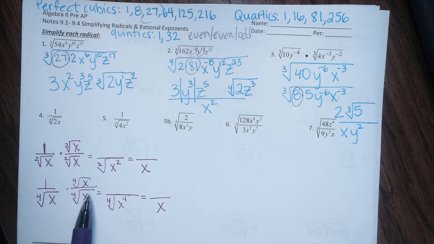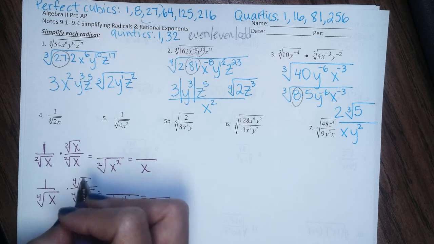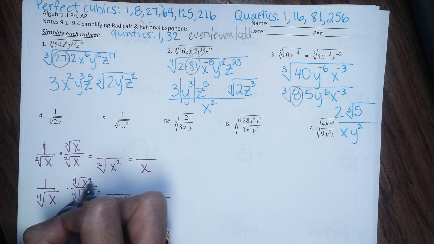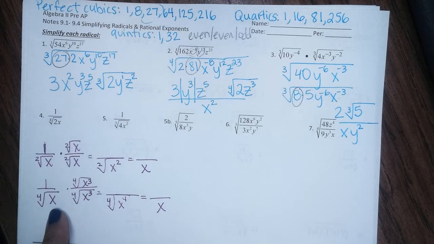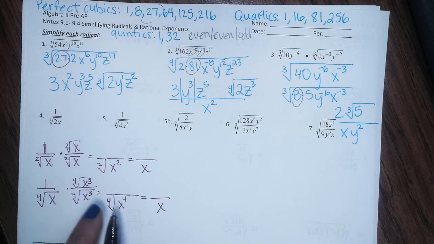So now we just need to adjust this here. In order for this to become the 4th root of x to the 4th, you're going to have to multiply by not just the 4th root of x, but by the 4th root of x cubed. And the reason why is because if I multiply the 4th root of x cubed times the 4th root of x, that becomes the 4th root of x to the 4th, because you add the exponents: x to the 3rd times x to the 1st becomes x to the 4th. And that's how you rationalize denominators like that.